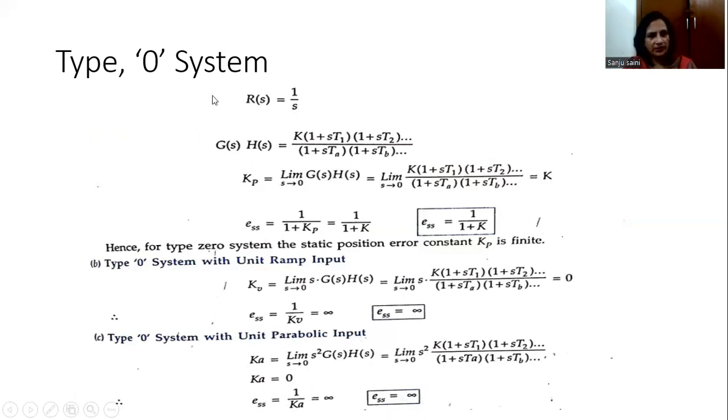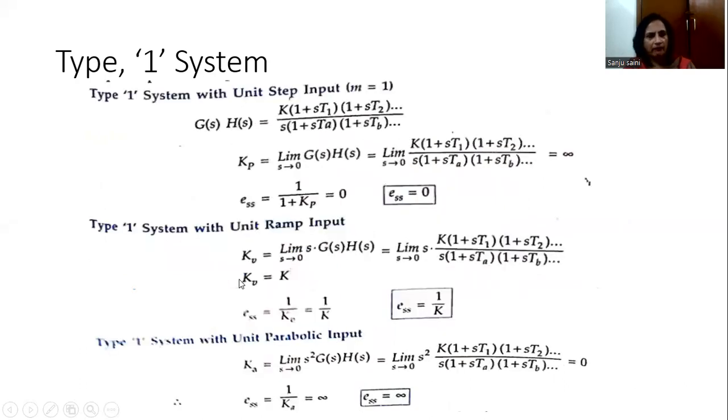So when the system is of type 0, what is meant by the type of the system? The total number of poles at the origin defines the type of the system. Here we do not have any pole at the origin because we do not have any s term over here. That's why it's called a type 0 system. For a type 0 system, for a unit step input, the steady state error is finite. For a unit ramp input, the steady state error is infinite. For a unit parabolic input, the steady state error is also infinite.